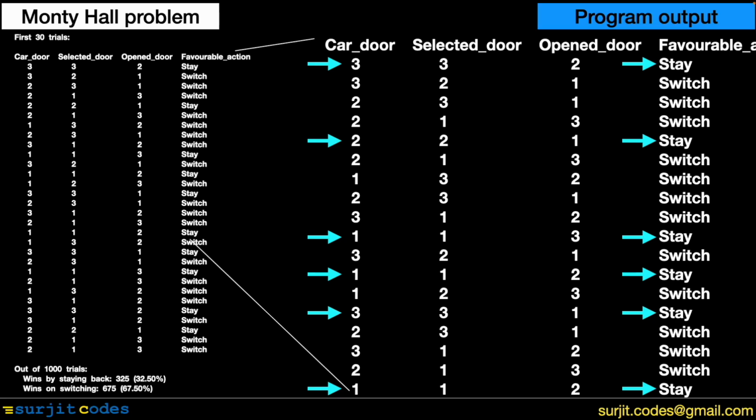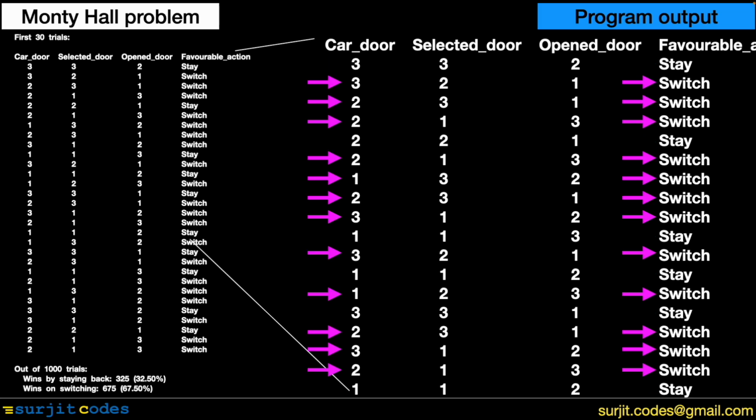We count the number of all such trials in which stay is the favorable action. This count turns out to be nearly 33% of the total cases. In the remaining 67% of trials, switching is the favorable action. In these trial games, the door selected by us is not the car door. The host won't ever open the selected door or the car door. It means that the open door is different from both of them, which leaves the third door that is neither the selected door nor the open door. Therefore, this must be the car door.